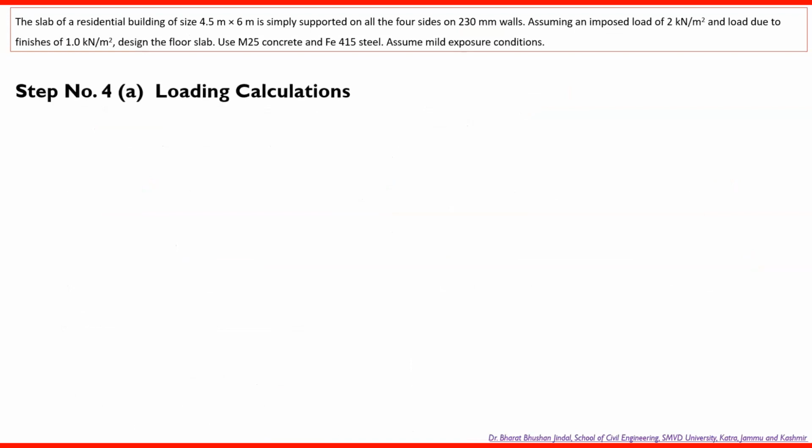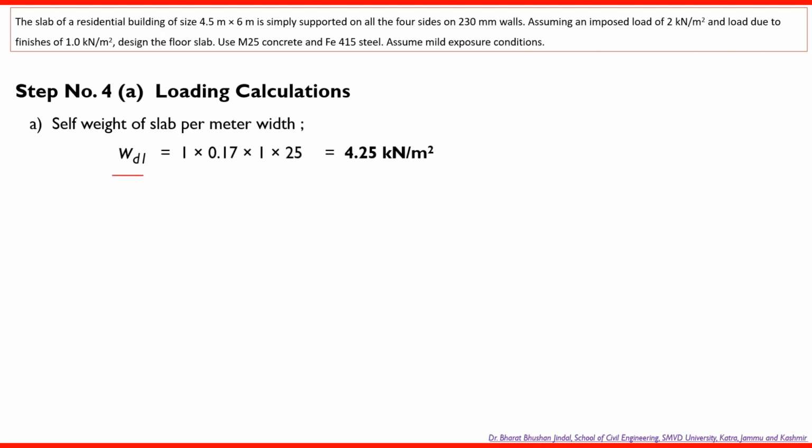Now step number 4. Here we are going to do the calculation regarding the various loads coming on the slab. We have taken it into two parts. Step number 4a, where we will discuss the loading calculation. The first point is to work out the self weight of the slab per meter width, which comes out to be W net load equal to 1 meter times 0.17, the overall depth of the slab, times 25, the unit weight of the RCC. After doing the calculation, this will be equal to 4.25 kilonewton per meter square.